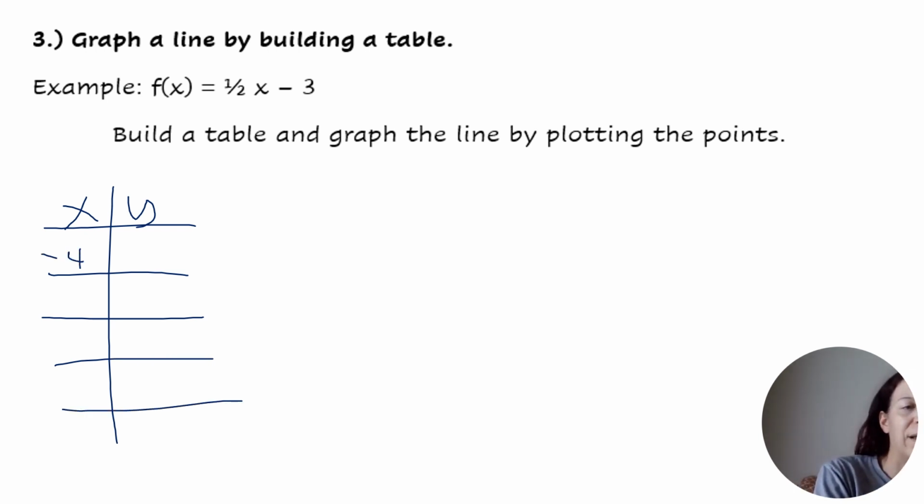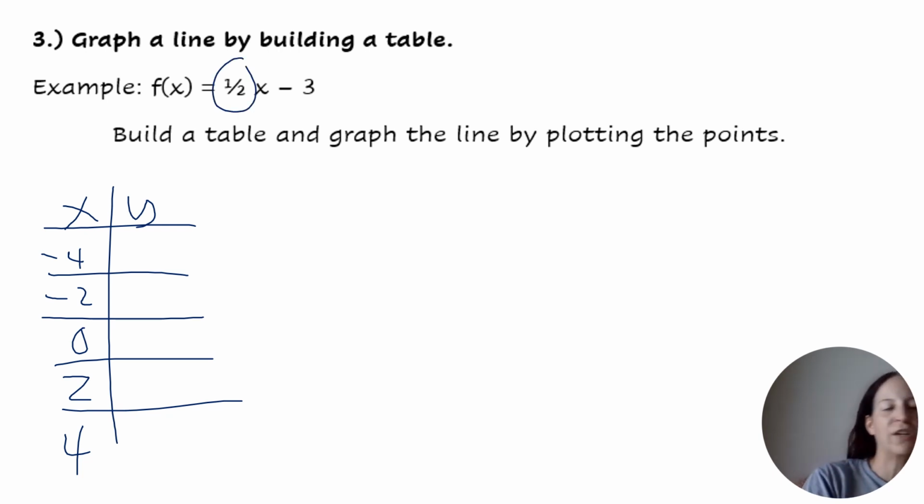Now for this, I'm going to pick -4, -2, 0, 2, and 4. And the reason I'm picking even numbers is because of the fraction. If I have to take 1/2 of something, I would like the 1/2 of it to be even, because then I can cut it in half. Otherwise I'll get a decimal. So I'm starting with the 4 because I think it's the most intuitive. If I plug in x is 4, I would say 1/2 of 4 is 2, and 2 minus 3 is -1. So we're just going to fill that in.